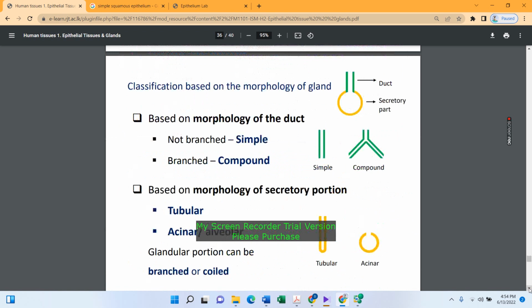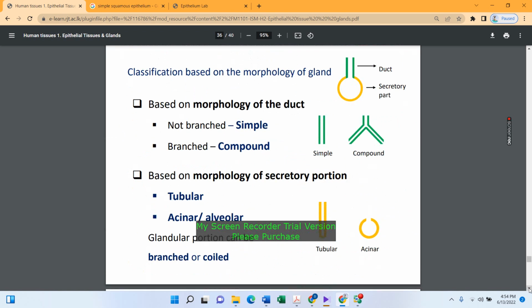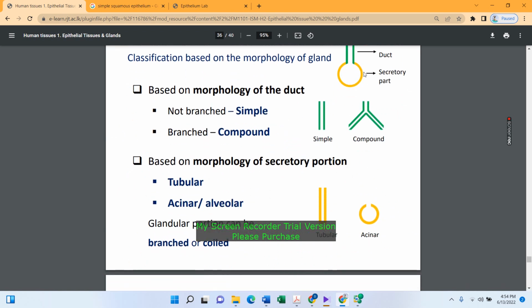That's all about it. Now the classification based on the morphology of the gland: we find the duct and the secretory parts. Based on the morphology of the duct, it can be either simple or compound. Simple is not branched, compound is branched. Based on the morphology of the secretory portion, they can be tubular or acinar, or acino-alveolar. So the glandular portion can be branched or coiled.